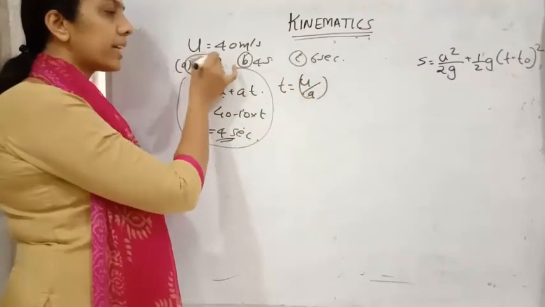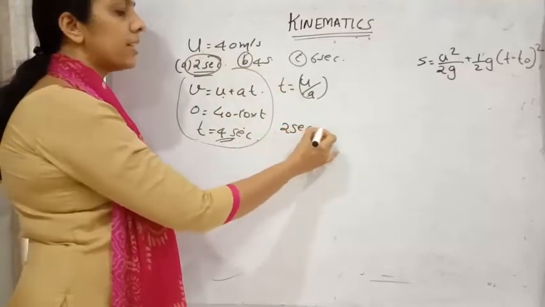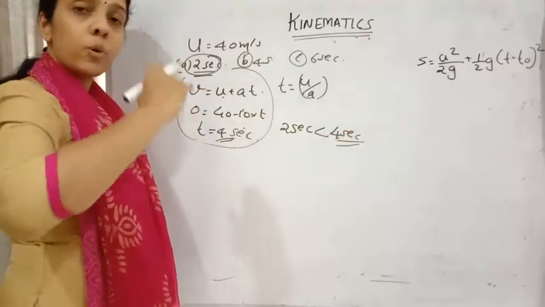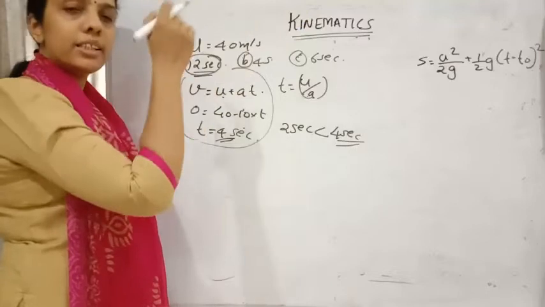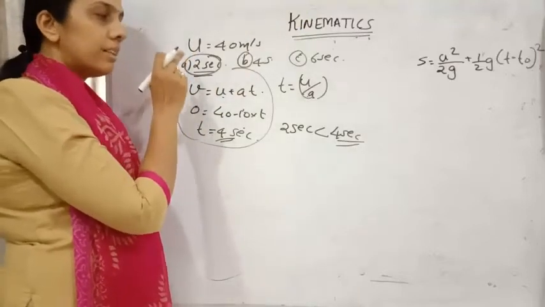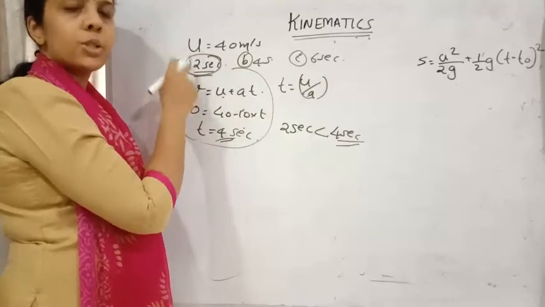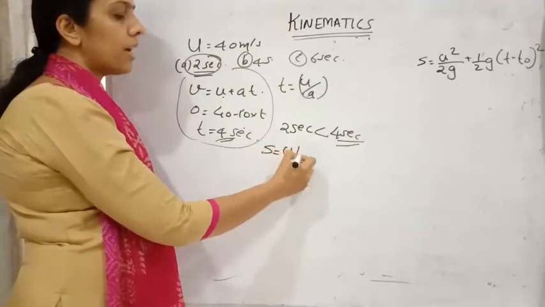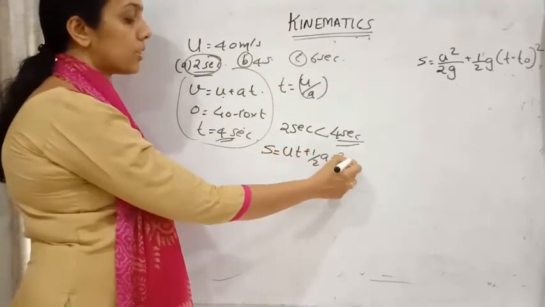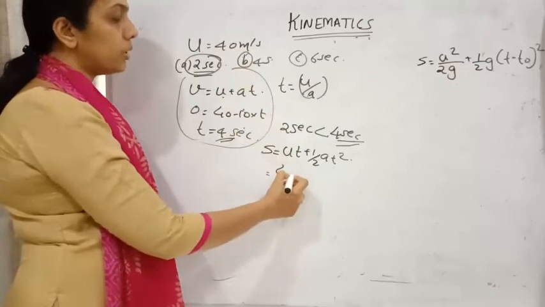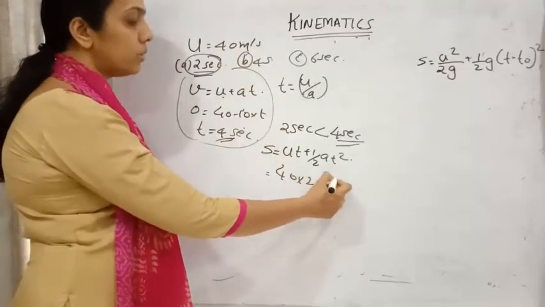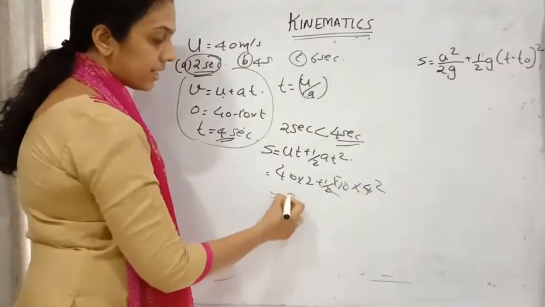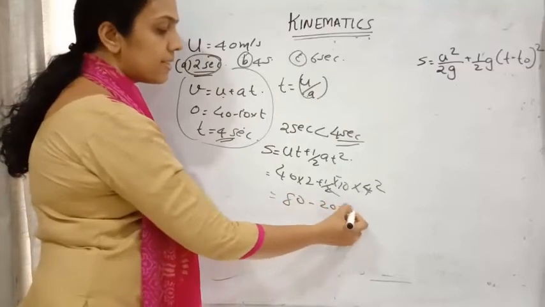So this 2 seconds is less than the 4 seconds, which is the time it requires to reach the maximum height. Here they are telling you to find the distance covered in 2 seconds. So here distance and displacement will be equal. Therefore, you can use the formula S is equal to ut plus half at square. Therefore, 40 into t plus half into minus 10 into t square, so you will get the answer like 80 minus 20, that is 60 meter.